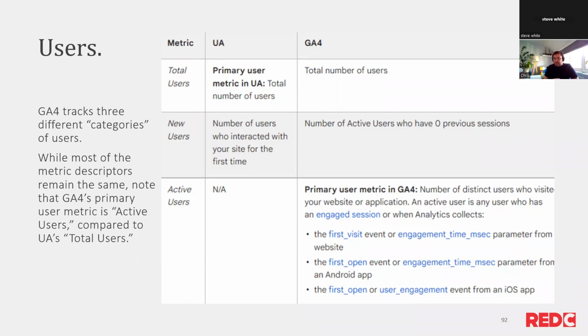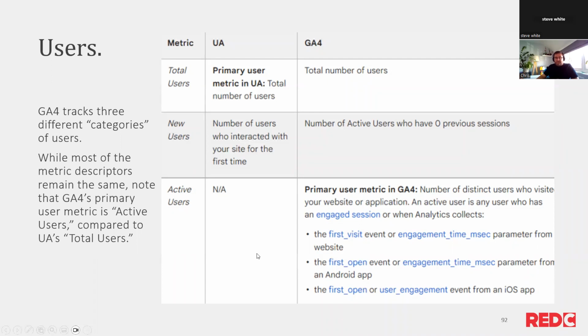Probably the one thing to note there is if people don't accept cookies on the site, they're going to be seen as having no previous sessions. If they're using iOS, they're likely to have zero previous sessions unless they log in, or unless you've turned on Google Signals to capture their data that way.